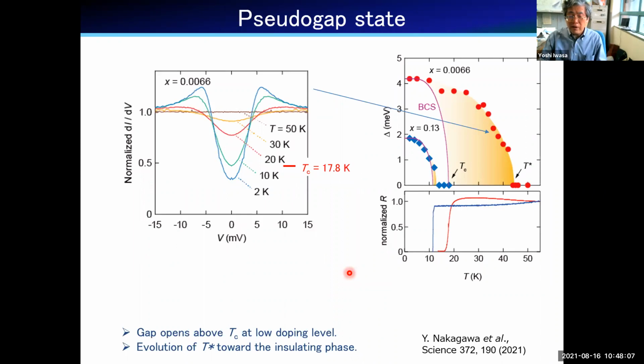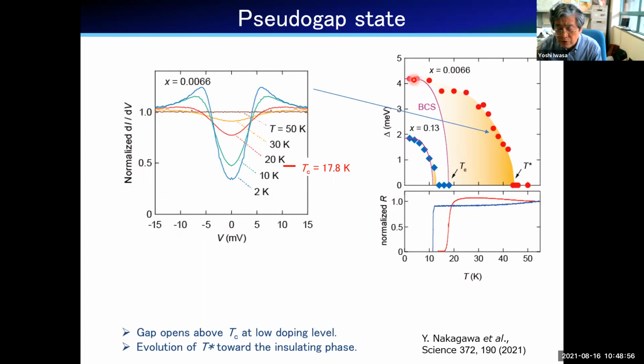Another important feature we have found is this. In this particular material with less than 1%, 0.66%, the TC determined by the resistive transition is about 18 Kelvin. Even above 18 Kelvin, you see a very clear gap feature in the tunneling spectroscopy. From this data, we plot that the delta is preserved up to this very high temperature compared to the resistive transition TC.